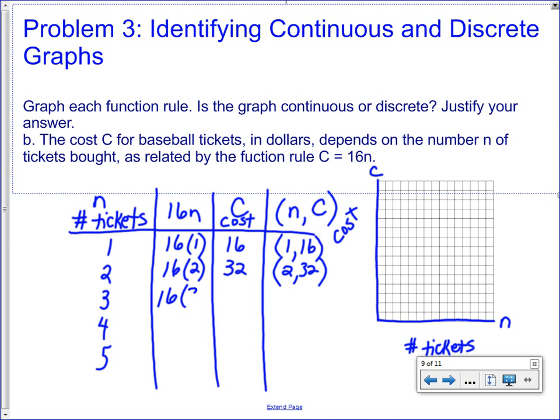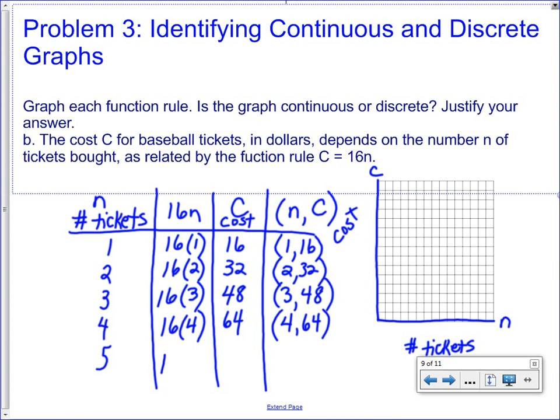16 times 3 is 48, and we have the ordered pair (3, 48). Next, 16 times 4, 64, and we have the ordered pair (4, 64). And finally, purchasing 5 tickets, 16 times 5 would be $80. So we have the ordered pair, 5 tickets, cost $80.